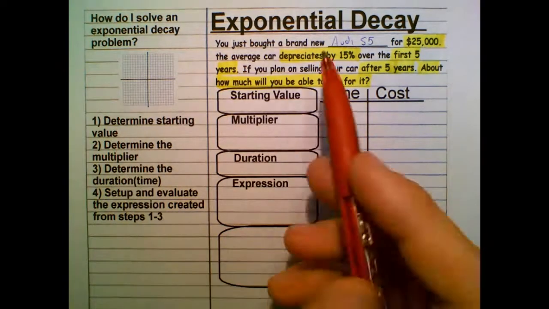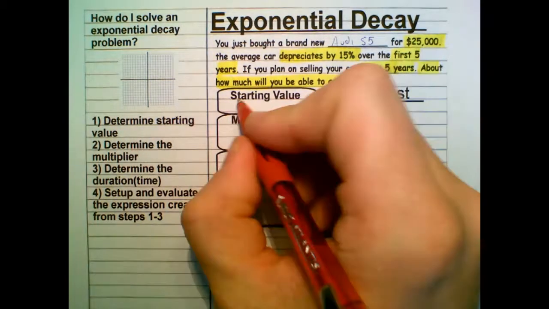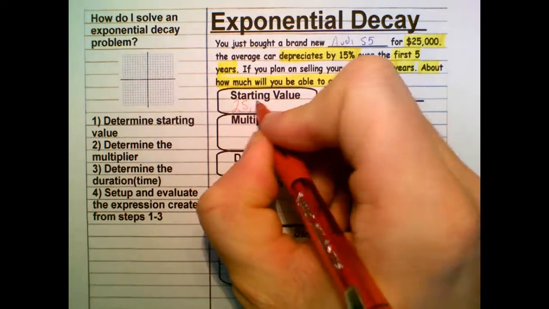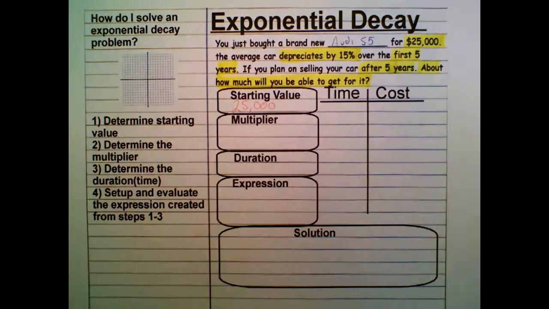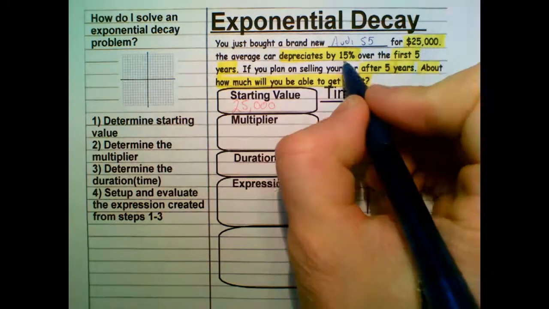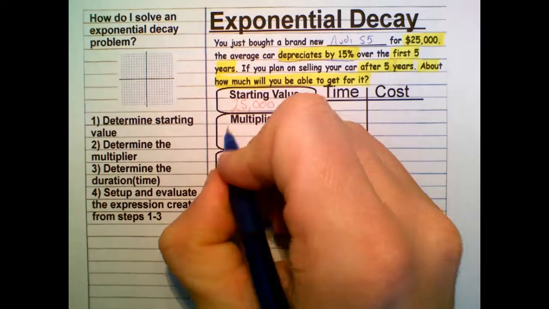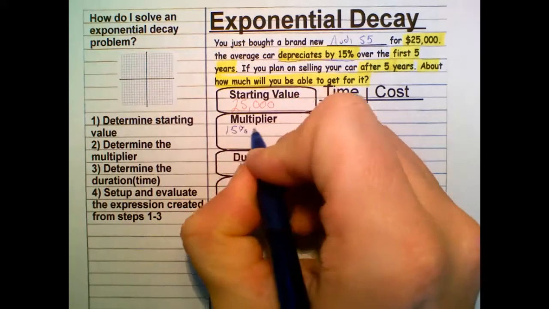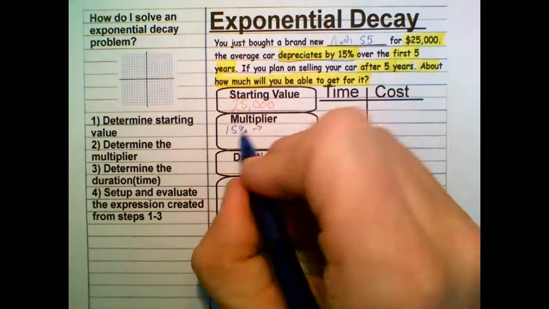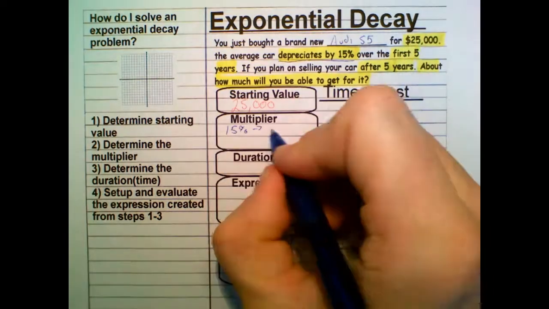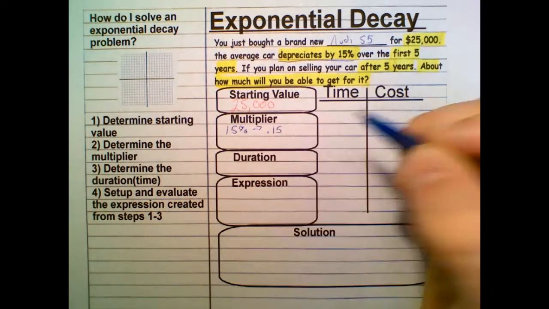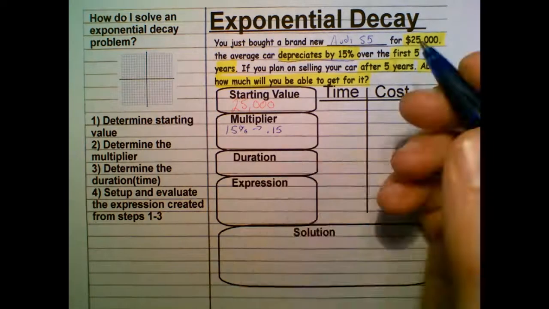The first step is determining the starting value. Well, in this situation, the starting value of the car was $25,000. Okay. The next step is the multiplier. The multiplier in this situation is a depreciation of 15%. So we got 15%, and we still have to convert that to a decimal. So we'll move the decimal place over 2 spots to get 0.15, or divide this 15 by 100.